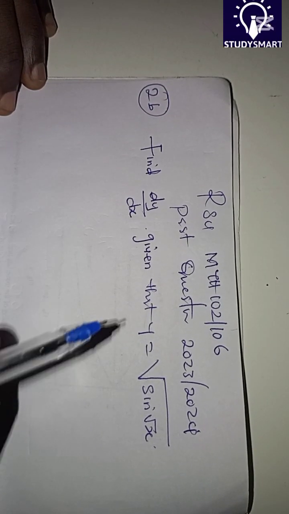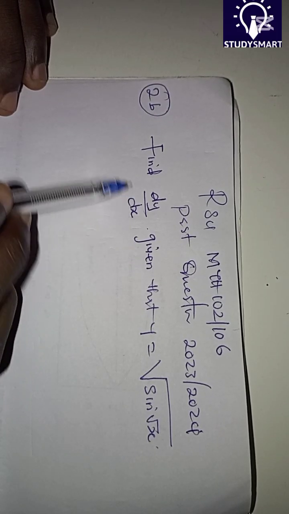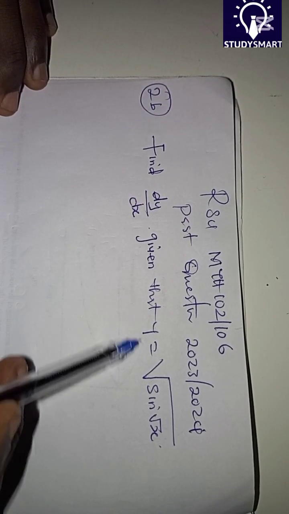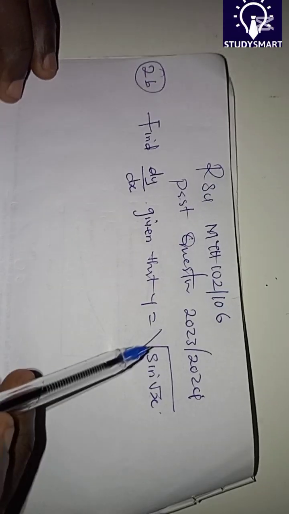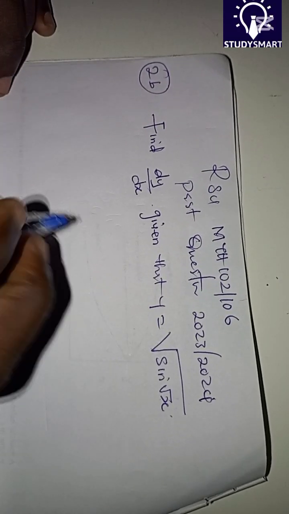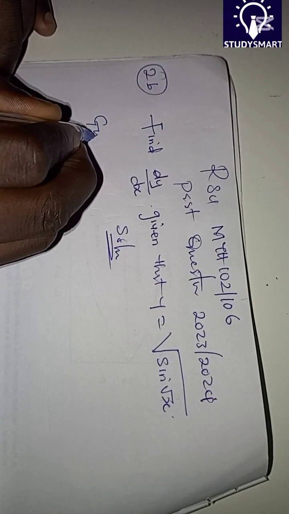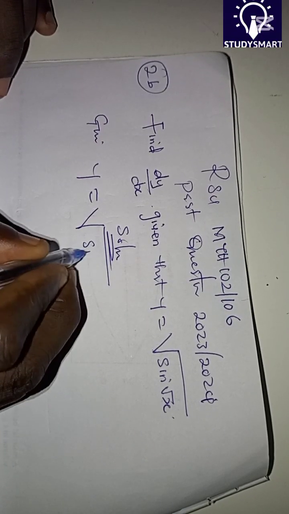Alright, so still on the past question, this is question 2b. They're asking us to find dy/dx given that y is equal to root sine root x. So the solution to this problem: we were given y to be equal to root of sine root x.